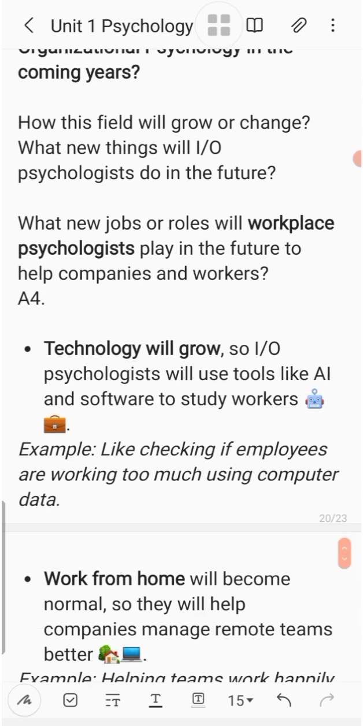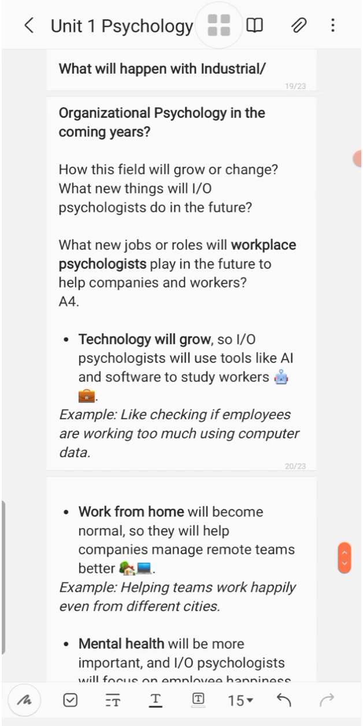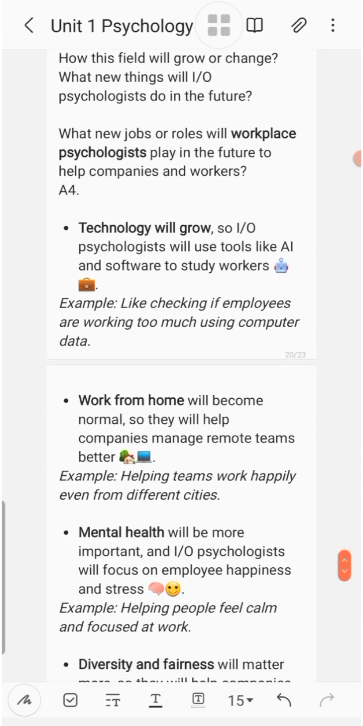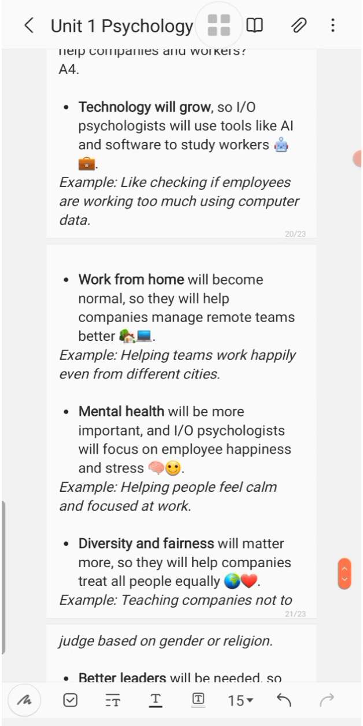So the answer says technology will grow. Industrial psychologists will use tools like AI and software to study workers. Example, checking if employees are working too much using computer data. Work from home will become normal. So, they will help companies manage remote teams better. Example, helping team members work happily even from different cities.